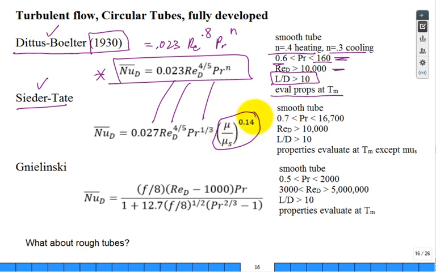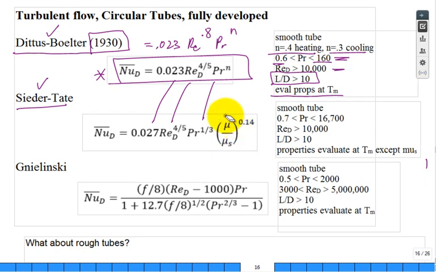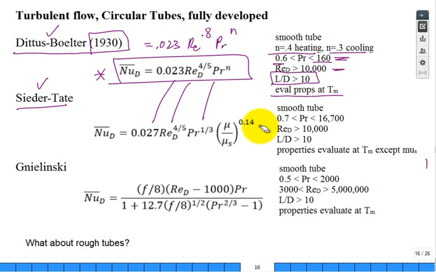This is a common adjustment for the effect of the surface temperature, because in the true Dittus-Boelter, the surface temperature is not really used. But the Sieder-Tate has the mu over mu sub s. What do you think that subscript s is for? You evaluate that mu sub s at the surface temperature, so it's the fluid viscosity evaluated at the surface temperature. It's not that strong of an exponent, 0.14, but there it is. That's based on experimental data.